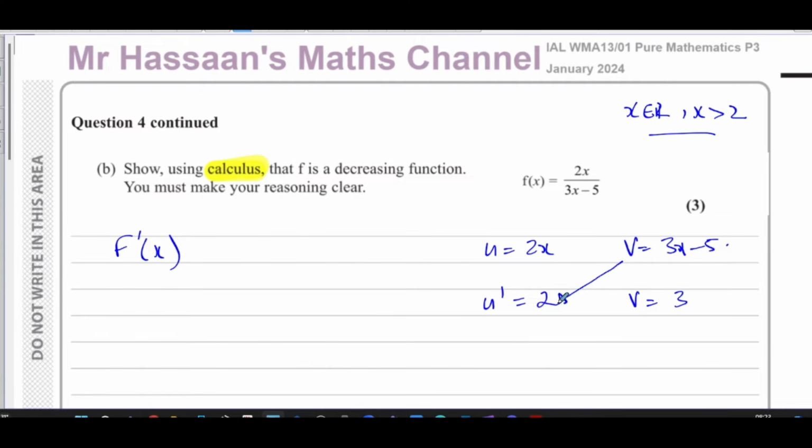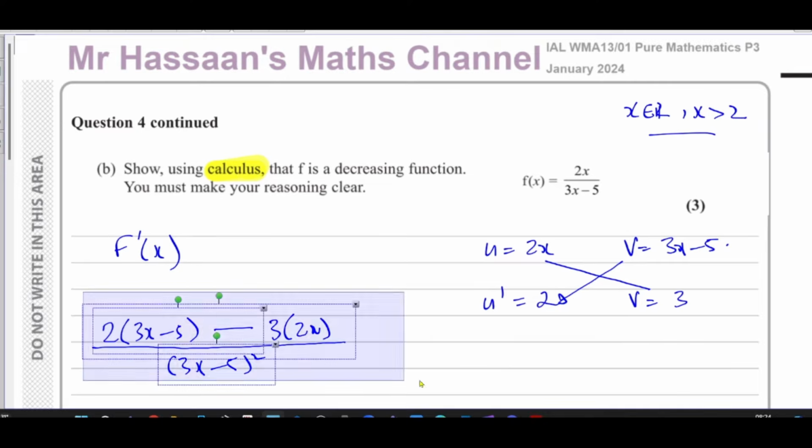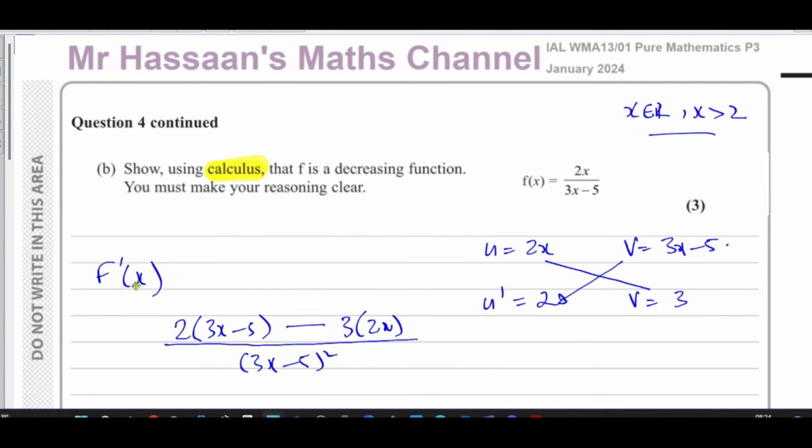You cross multiply, so you multiply these two together: 3x minus 5 times 2, so 2 times 3x minus 5. Then minus, always minus, these two multiplied, which is 3 times 2x. And then you always divide by the square of v, so it's going to be 3x minus 5 all squared. All of that is what f dash of x is equal to.